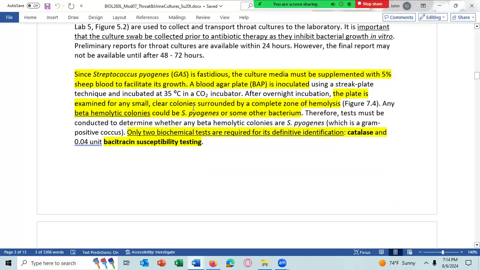Then you look at the blood agar plate and examine it for any small clear colonies surrounded by a complete zone of hemolysis. And the colonies are actually whitish. Any beta hemolytic colonies could be Streptococcus pyogenes or some other bacterium. You only need 2 biochemical tests for definitive identification of a beta hemolytic bacterium growing on blood agar isolated from the throat. And that is, you need to do the catalase test and the bacitracin susceptibility test.